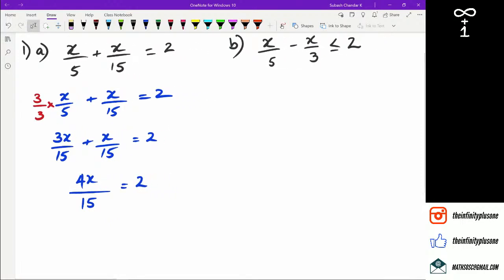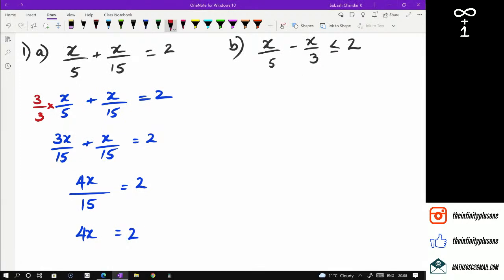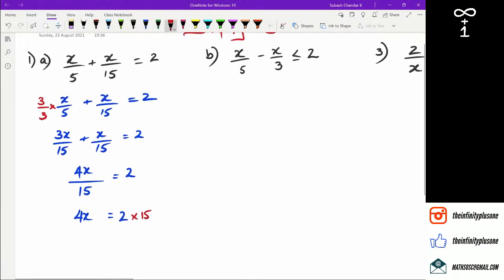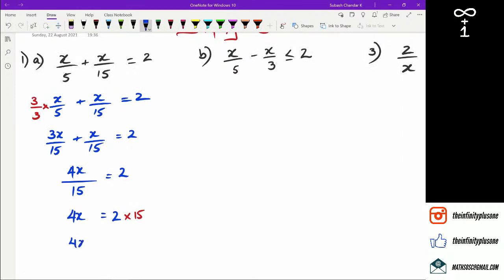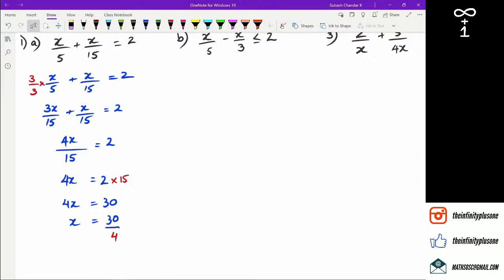The next part is we've got to get rid of the 15, so we get 4x is equal to 2, and when 15 is being divided on the left-hand side, when I bring it to the right-hand side, it becomes multiplied. So I end up with 2 times 15, and of course, 4x is equal to 30. Then finally, I need to get rid of the 4. When I move it to the other side, I end up with divided by 4, because 4 is getting multiplied. Now, you can leave your answer as a fraction, 30 over 4.